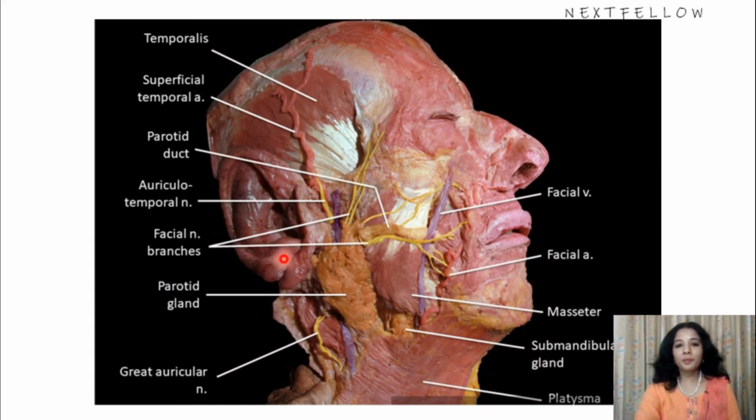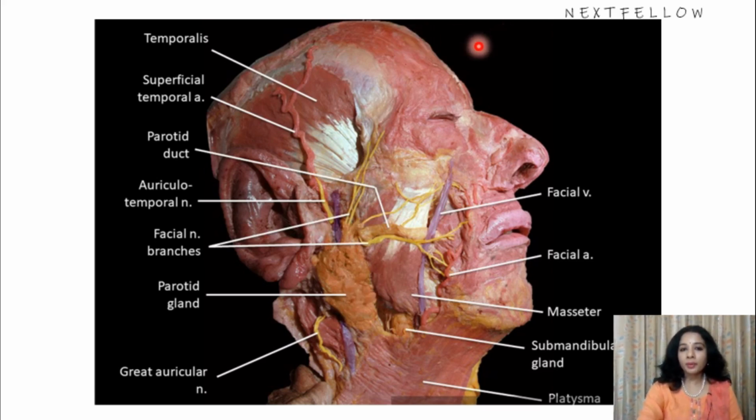So let's begin with the parotid gland. As I said, it is located in the parotid space or parotid region, which is formed by the structures forming the bed for the parotid gland, called the parotid bed. It is located in front of the auricle. The parotid region is in front of the auricle and behind the ramus of the mandible. So it is located in the retromandibular area.